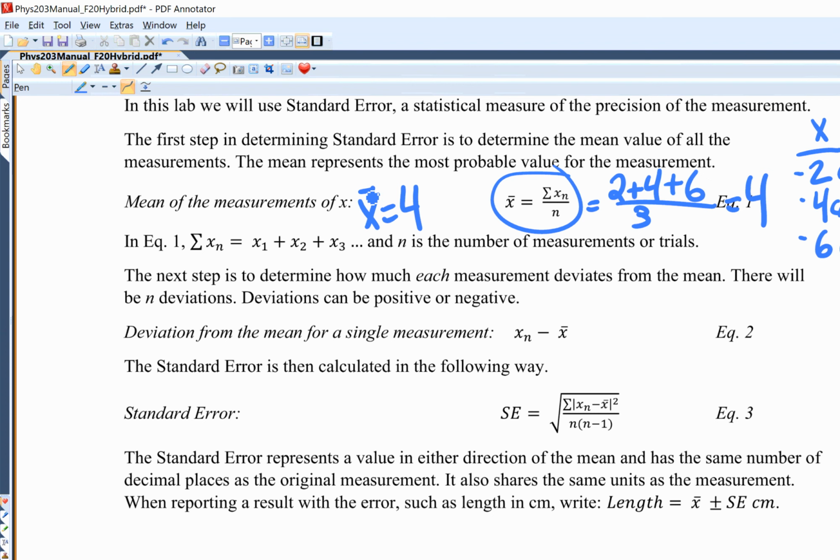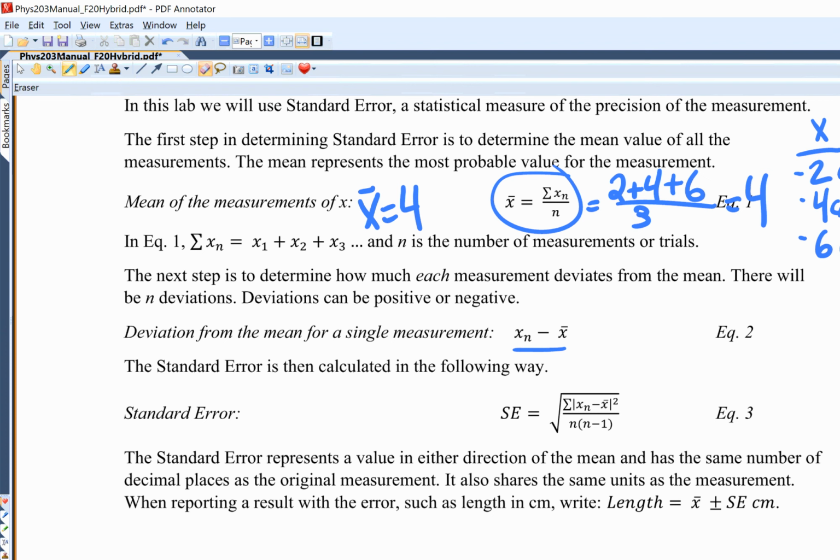And then the next thing that we need to do is to figure out what is the deviation for each of these single measurements. And that's x_n minus x bar. So I'm going to write this down here. Usually we let deviation be the Greek letter delta. It doesn't really matter for this, but I just want to know what is the deviation. And my deviation here is going to be 2 minus 4. That's actually minus 2. I'm sorry. No, that's not right.